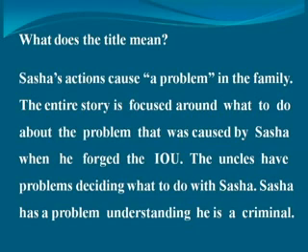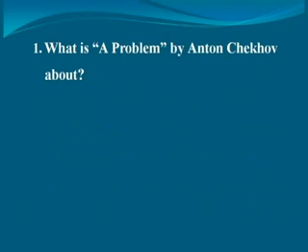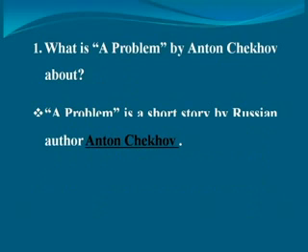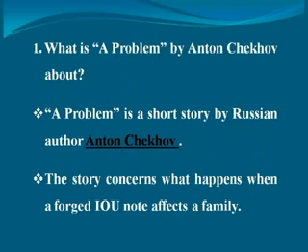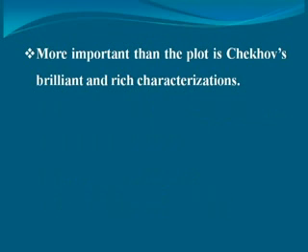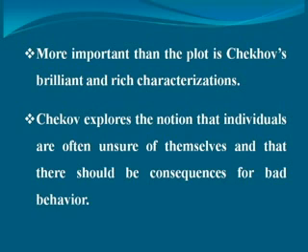Here you can study some of the questions concerning the short story, A Problem. What is A Problem by Anton Chekhov about? A Problem is a short story by Russian author Anton Chekhov. The story concerns what happens when a forged IOU note affects a family. More important than the plot is Chekhov's brilliant and rich characterizations. Chekhov explores the notion that individuals are often unsure of themselves and that there should be consequences for bad behavior.